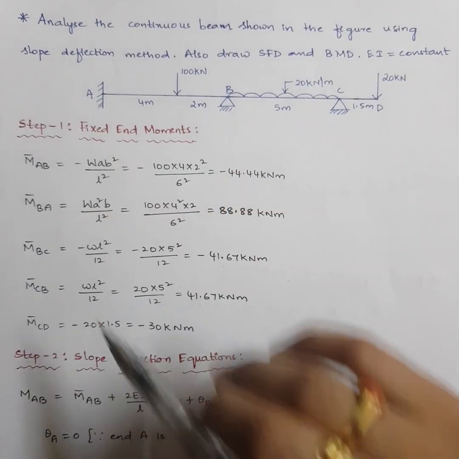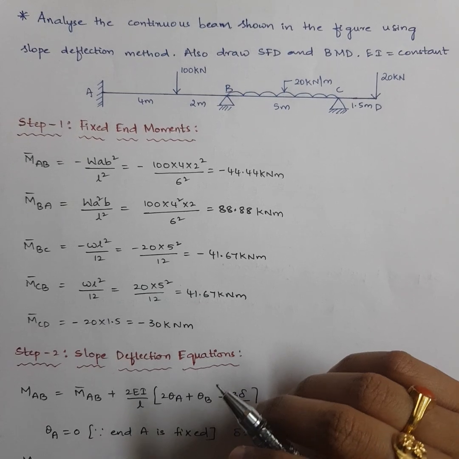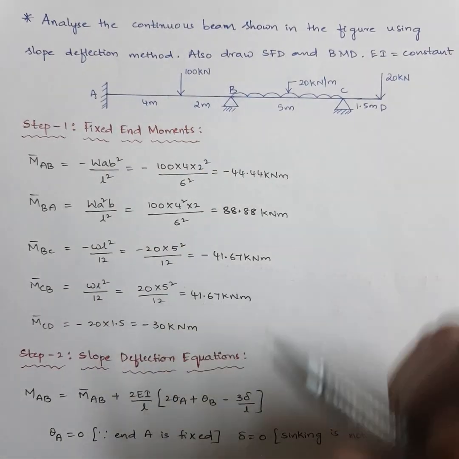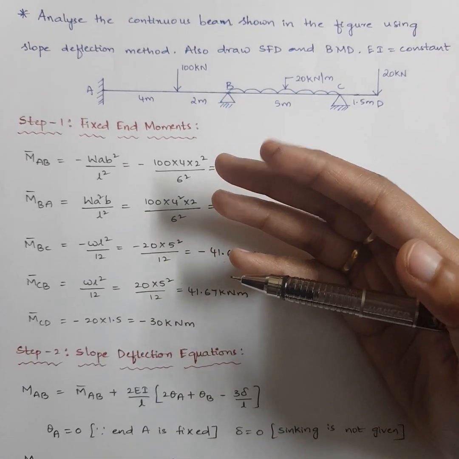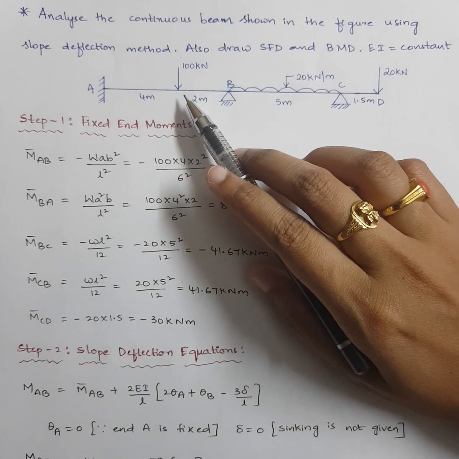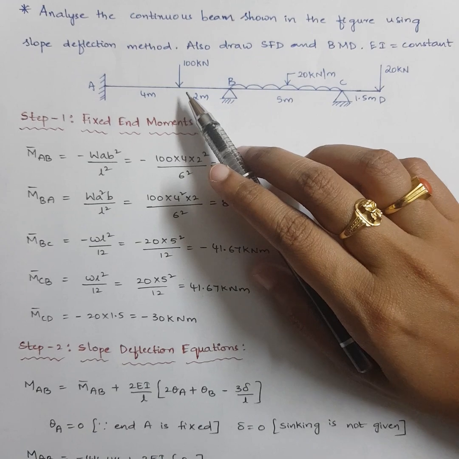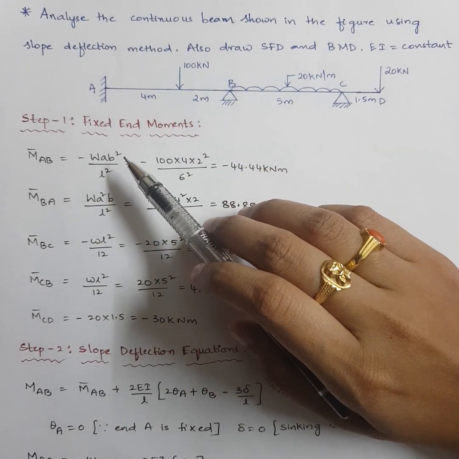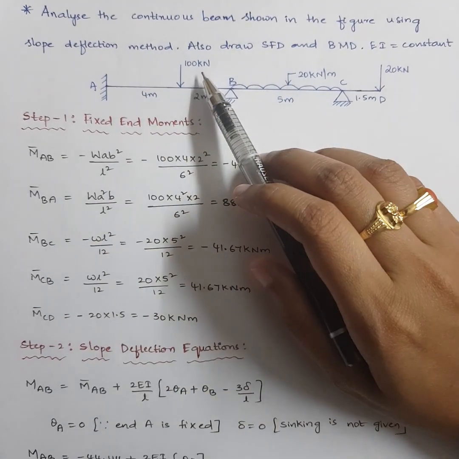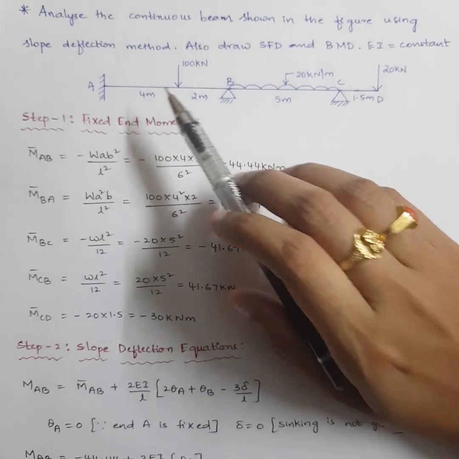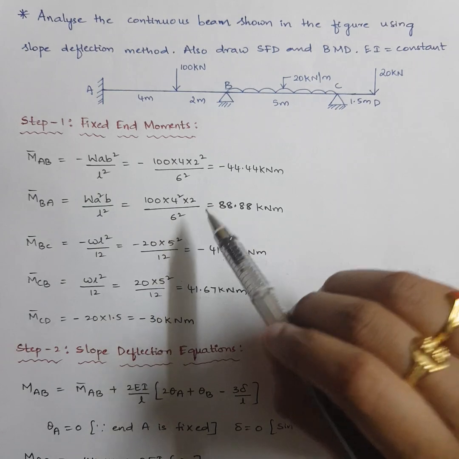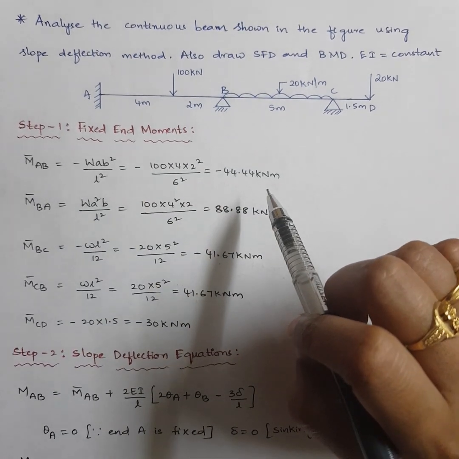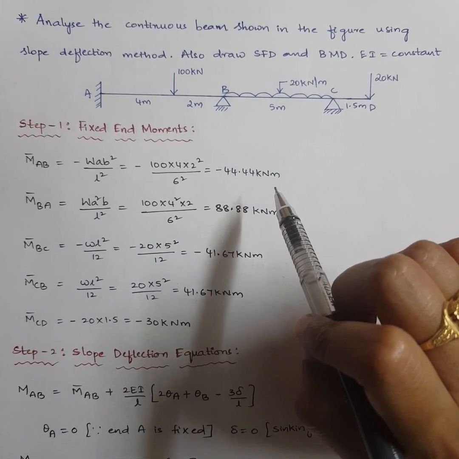So let's start off with M bar AB. So M bar AB is the anti-clock moment which is coming from A to B. So its formula is minus W A B square by L square. Why? Because here in the part AB you have an eccentric point load. Okay, so the formula is minus W A B square by L square, where W is 100, A is 4 and B is 2. L is the span of AB. So just substitute all the values, you will be getting minus 44.44 kilonewton meter.